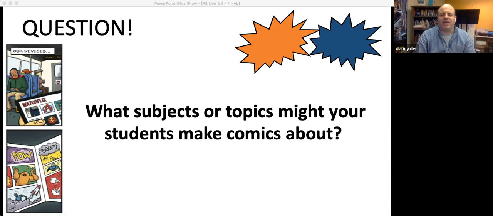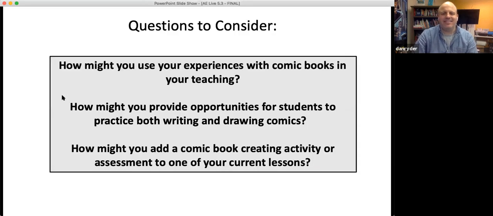Excellent. So we've got a few questions for people to think about afterwards, after you walk away from our session today. So how might you use your experiences with comic books in your teaching? How might you provide opportunities for students to practice both writing and drawing comics? And finally, how might you add a comic book creating activity or assessment to one of your current lessons, as opposed to having to make something brand new that never existed before? How could you just work one of these ideas into something that you already feel pretty good about, but might just make the rest of your experience even better?